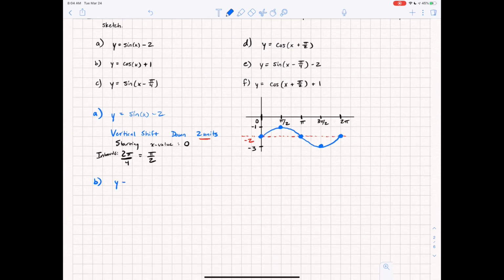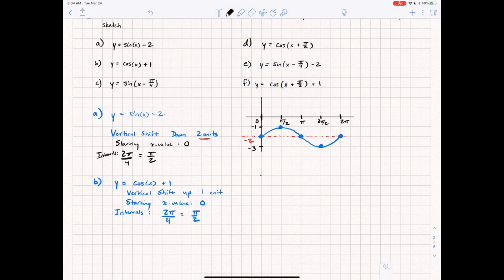I have y is equal to cosine of x plus 1. So this is a vertical shift up 1 unit. My starting x value is going to be 0. I'm not shifting left or right. And this means that my intervals for my 5 key points would be the 1 cycle, which is worth 2 pi, divided by 4, which is pi over 2. So my dash marks are going to be the same.